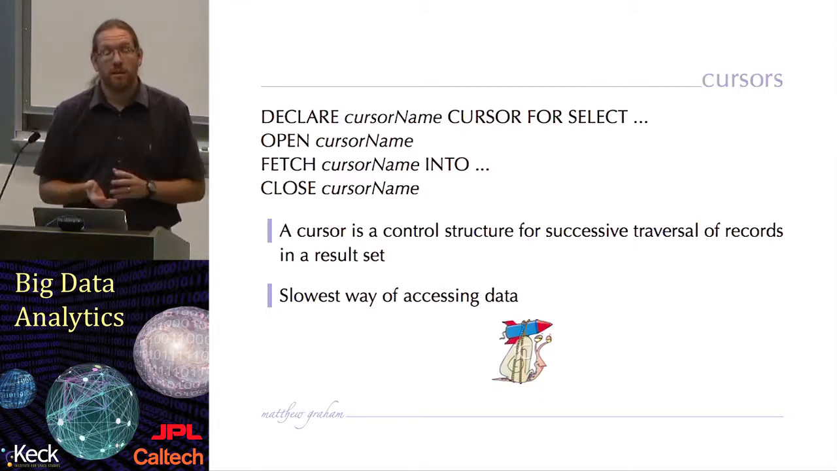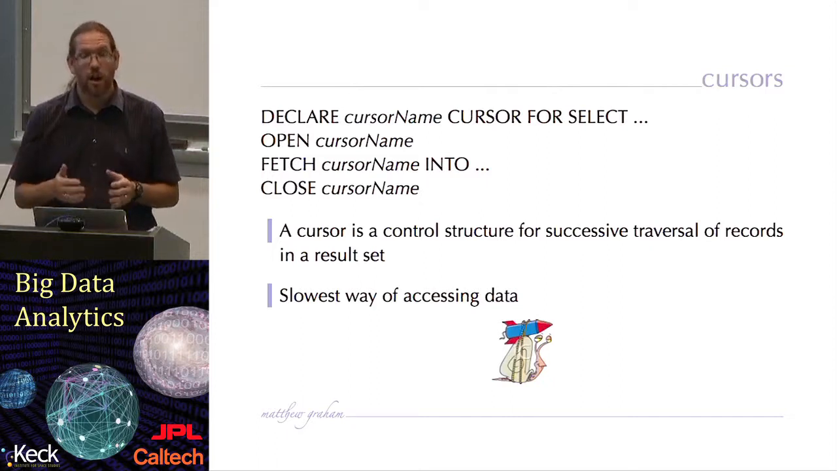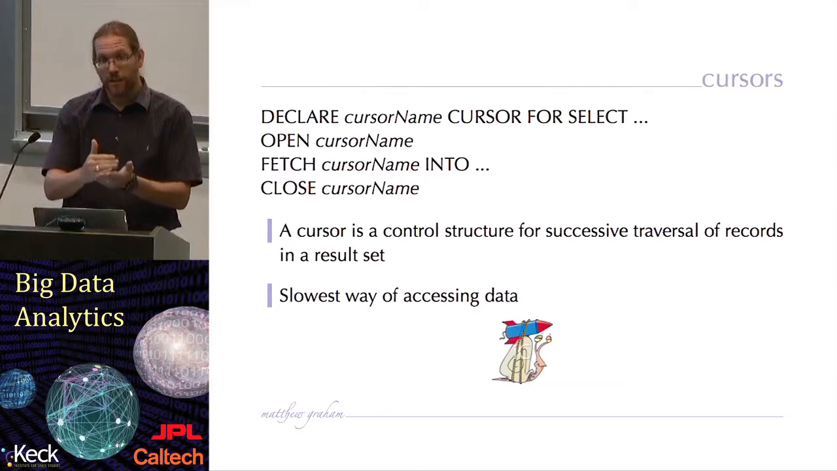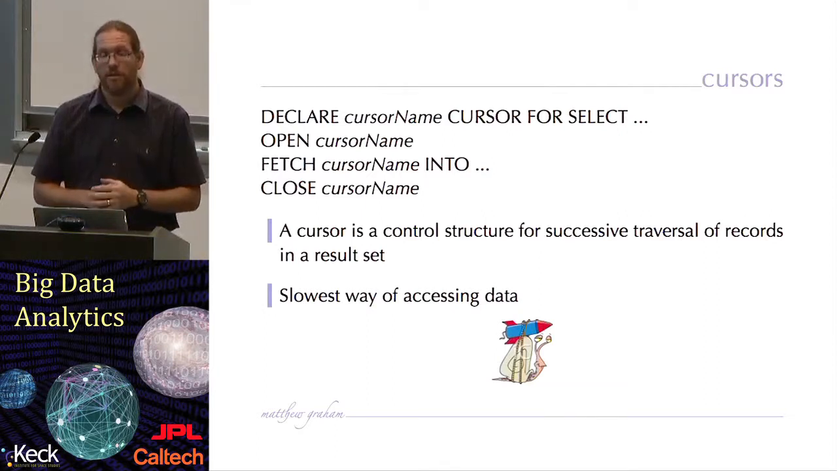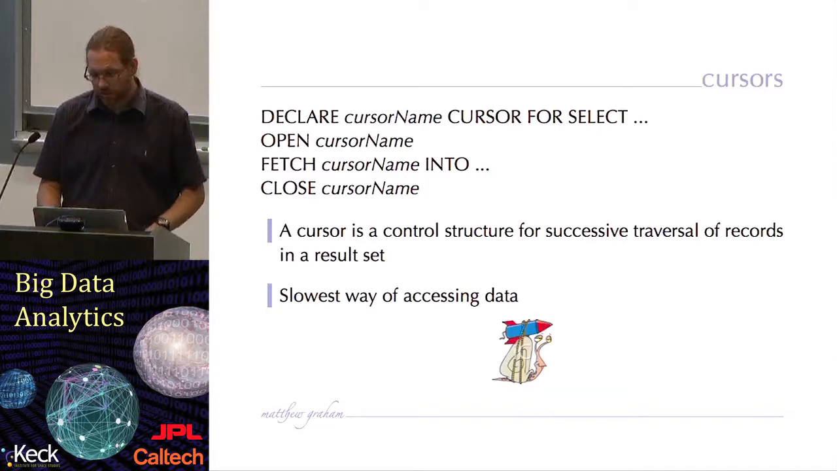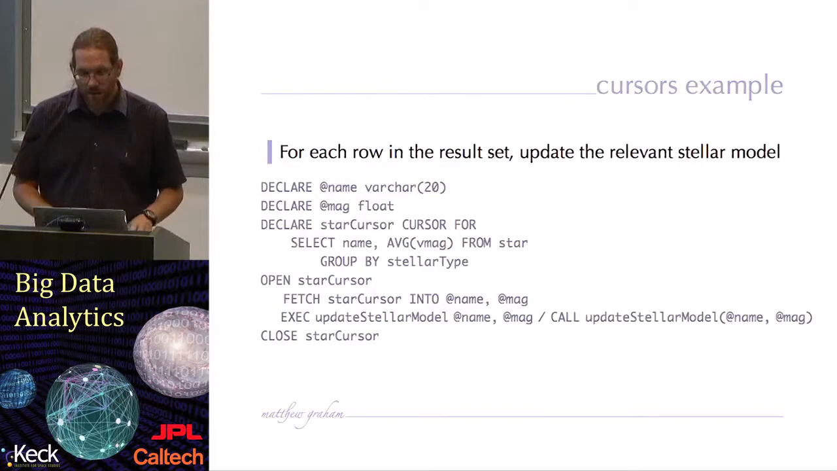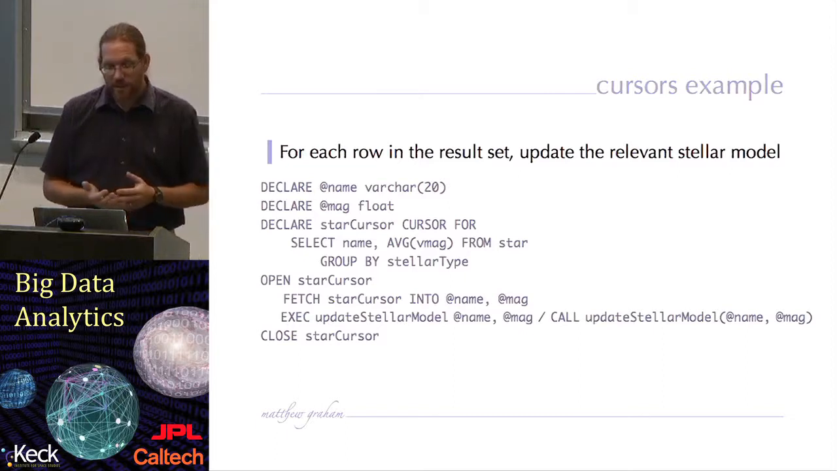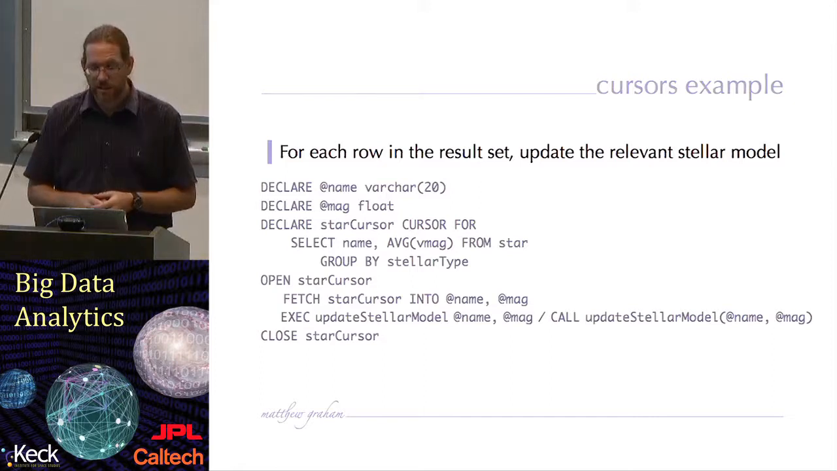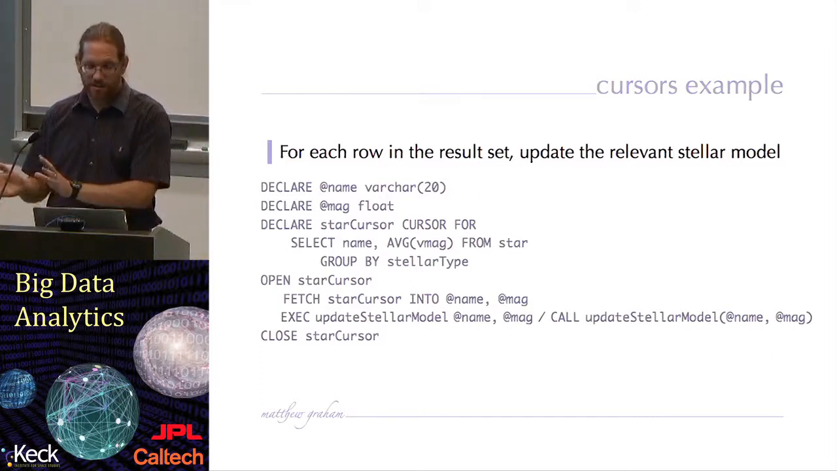It has to be said, though, that cursors are the slowest way of accessing data in a relational database. This operation of physically going through one row at a time in a table is very inefficient and not utilizing the join power of the relational database. But sometimes it's necessary for the type of operation that you want to do, that you want to make use of this sort of functionality. In this particular case, for each row in our data set, in our scenario, we want to update a particular stellar model that we have that exists elsewhere.